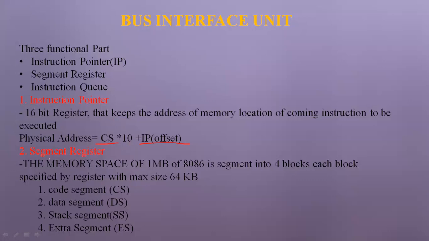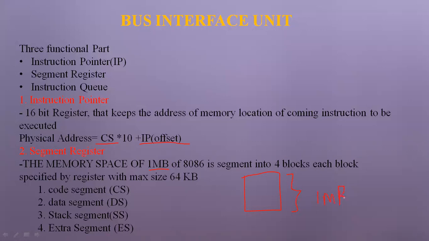Next one is the segment register. The 8086 architecture has four different types of segment registers: code segment, data segment, stack segment, and extra segment. What does segment register mean? The memory space is 1 megabyte. The total size of the segment register is 1 megabyte.